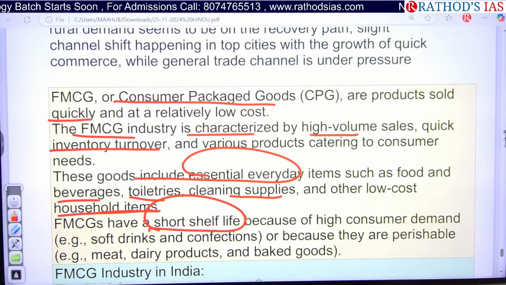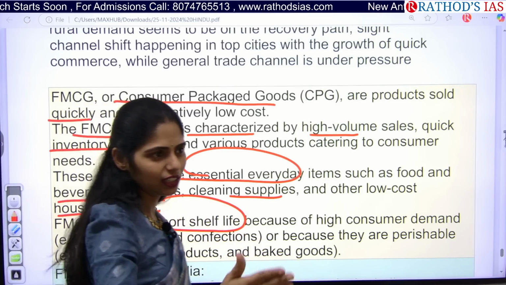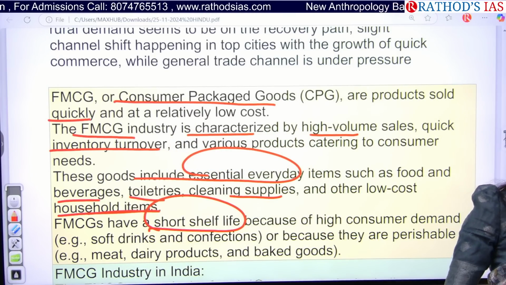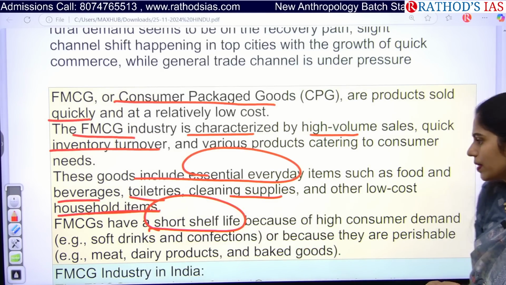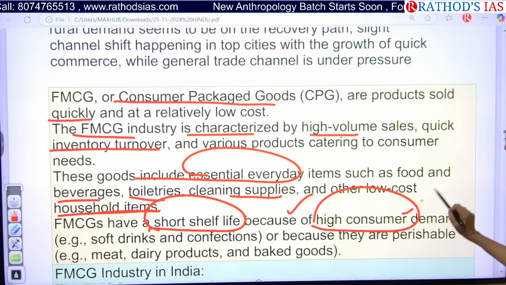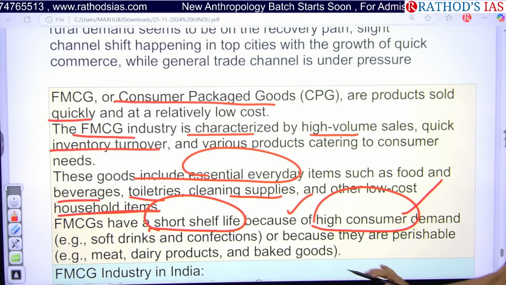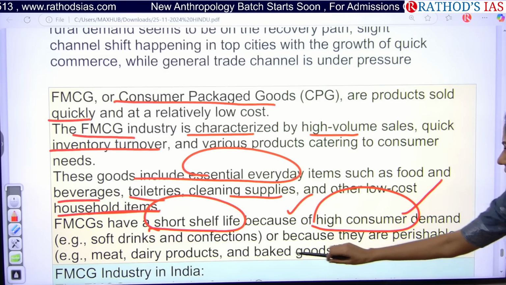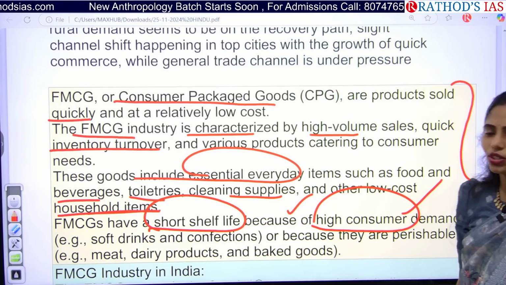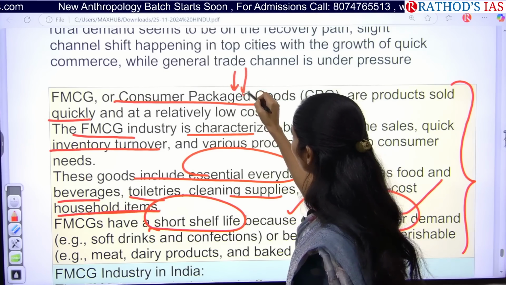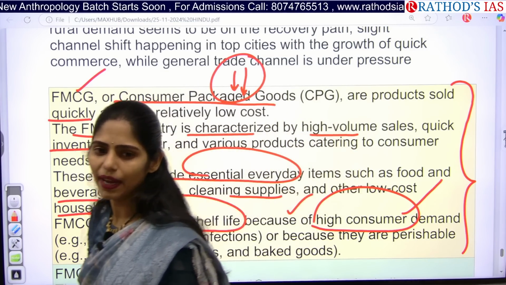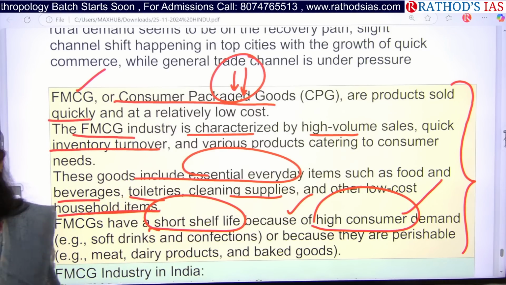Actually these goods have a short shelf life. If you take any chips packet, from the manufacturing date the normal life is 2 or 3 months. Dairy products will last not more than 1 to 2 months. And they have very high consumer demand, for example soft drinks, confectionery, meat, dairy products and baked goods, so they have a lot of demand. Now tell me, whenever there is a decrease in demand for these fast moving goods, what will be the impact? Because they have higher demand.